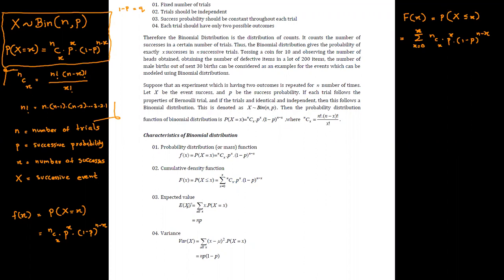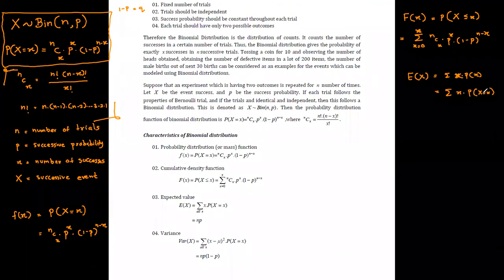And the expected value of the binomial distribution can be obtained using the same concept that we have used previously. Expected value for a discrete probability distribution was used as the summation of x times p(x). And instead of p(x), you can substitute nCx p^x (1 minus p)^(n minus x), and for all x, we are taking these values.